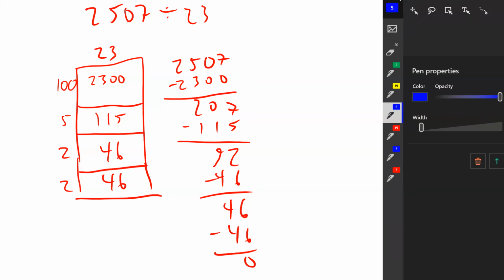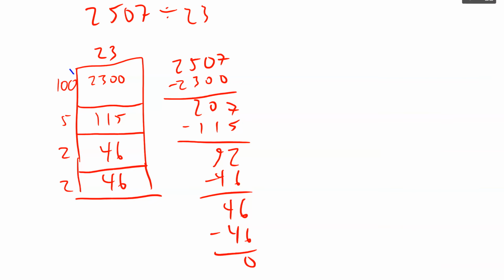So almost there. And so we see here, this is going to be my answer, this side length. I know this side length is 23, and then this side length is 100 plus 5 plus 2 plus 2, so my answer is going to be 109. Now I could also do this using the standard algorithm. That would also work.